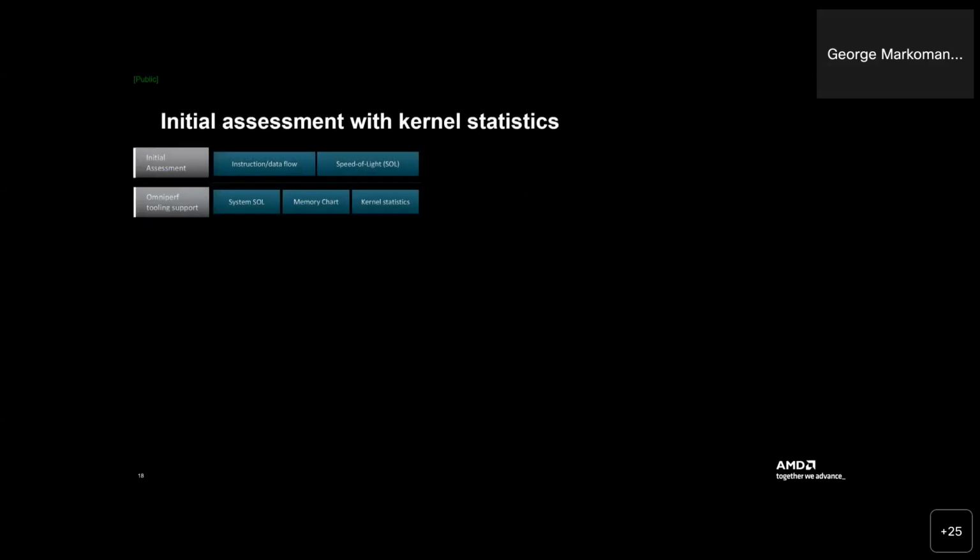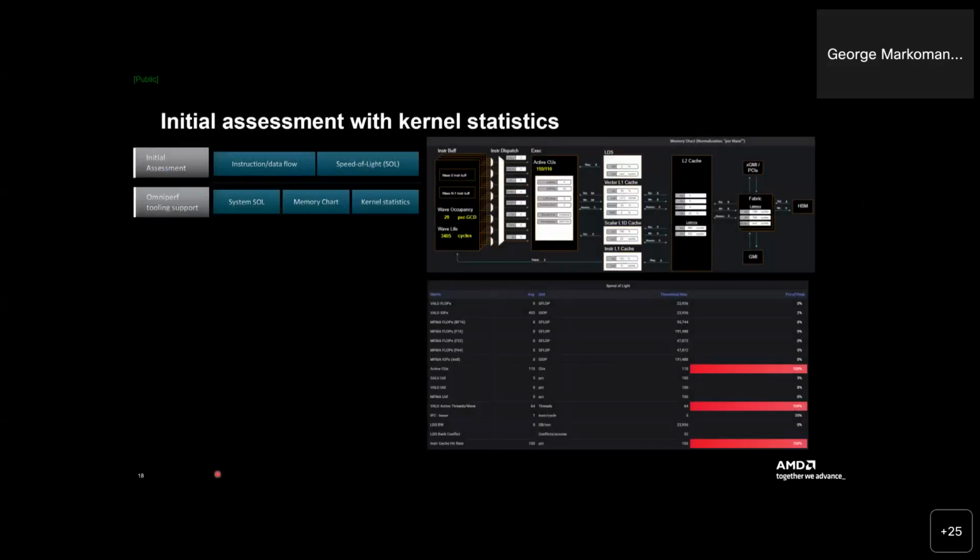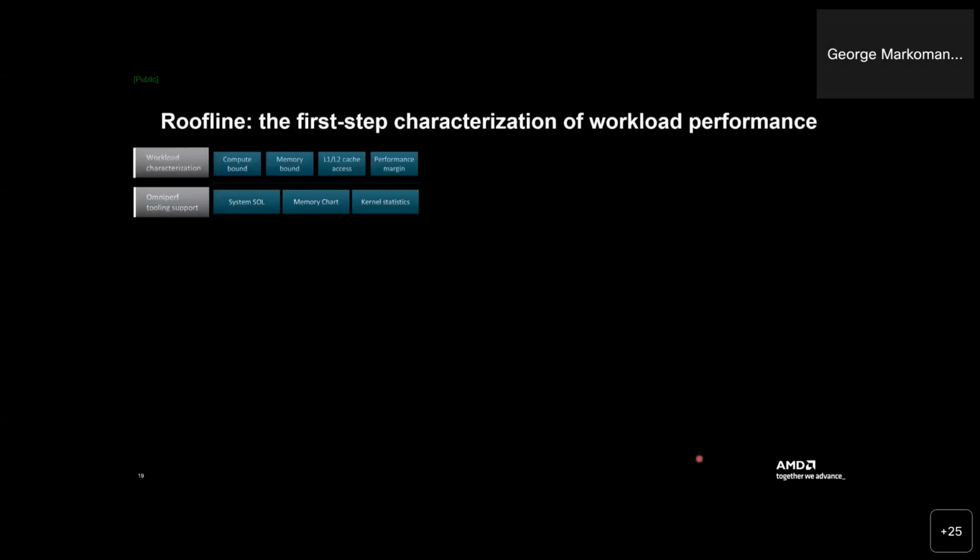Initial assessment with kernel statistics, instruction mix, data flow, speed of light. So again, as I showed you before, memory chart and active compute. Now the red doesn't always mean bad, right? Active compute use is 100, so that's okay. Or utilization, that can be okay, for example. It doesn't mean bad, but it's visualized like that.